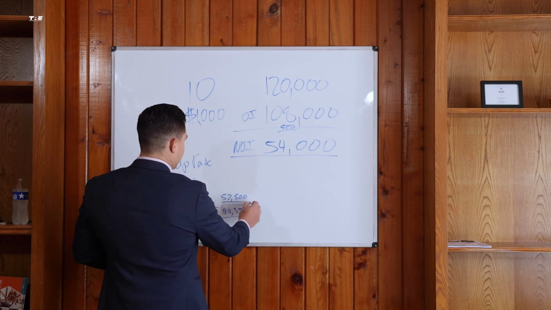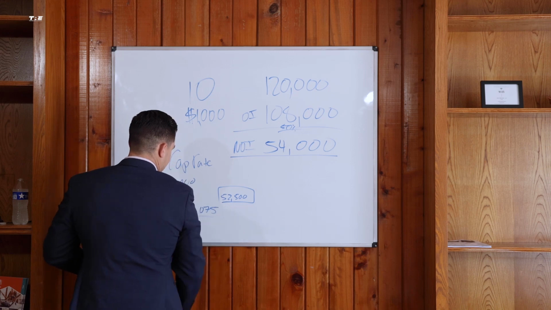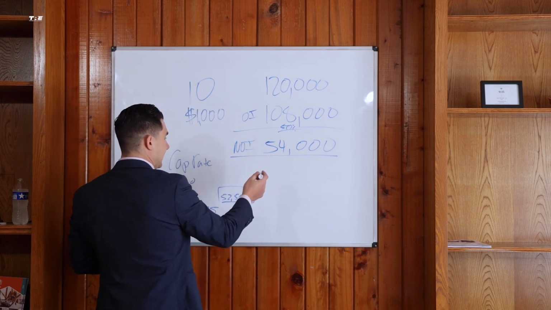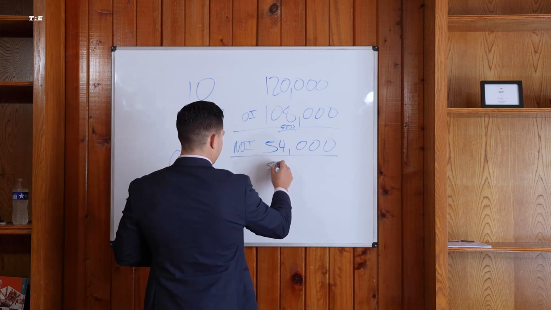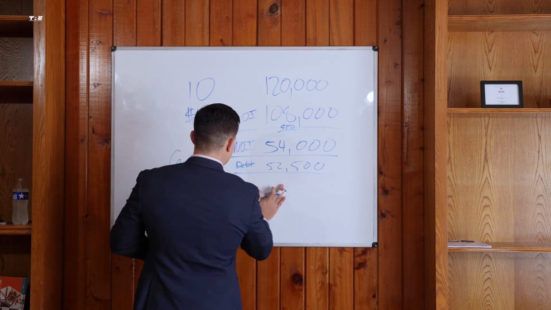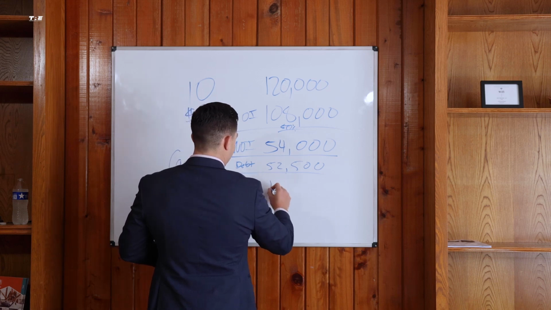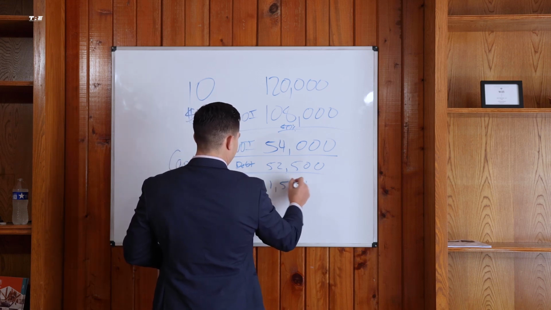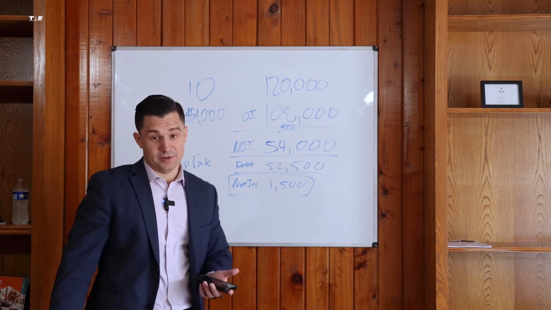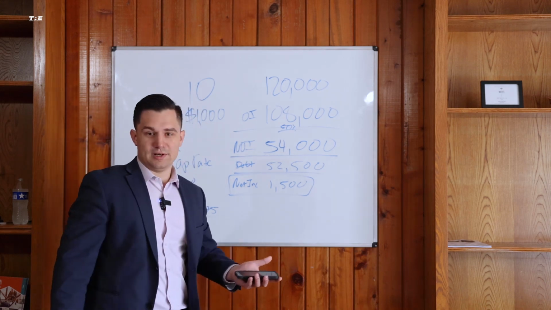But here is our annual debt of $52,500. And if you subtract your debt from your NOI, remember our NOI is $54,000, and we subtract our debt of $52,500, that leaves us with a net income, your cash flow, of $1,500. And that would be the money that you walk away with every single year. So in this case, you'd walk away with about $120 a month.